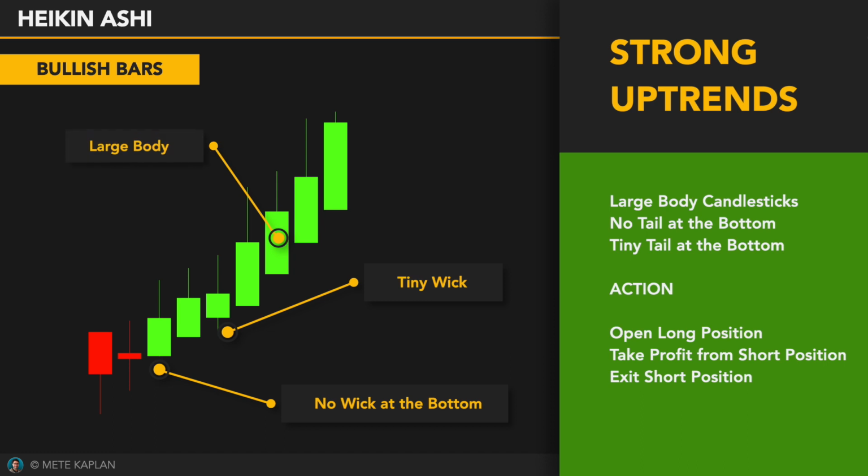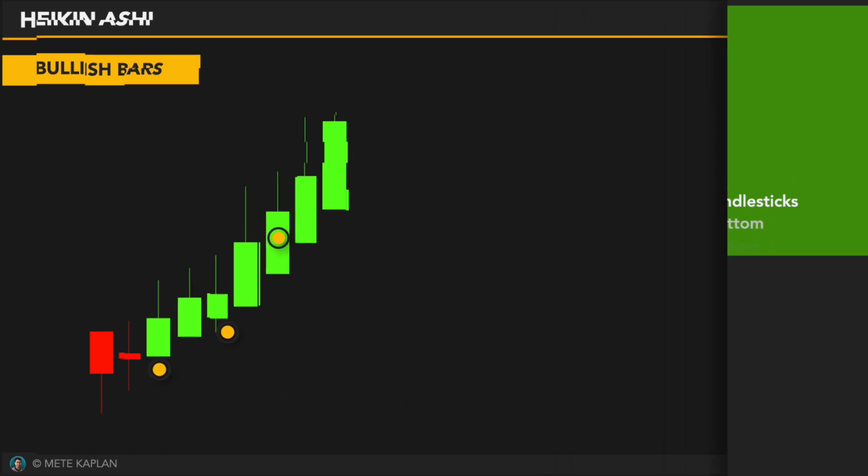Larger bodies indicate stronger trends. If the bodies get smaller, it can turn to indecision candle soon. If you start to see this kind of candlesticks, it's time to evaluate the chart to open a long position.